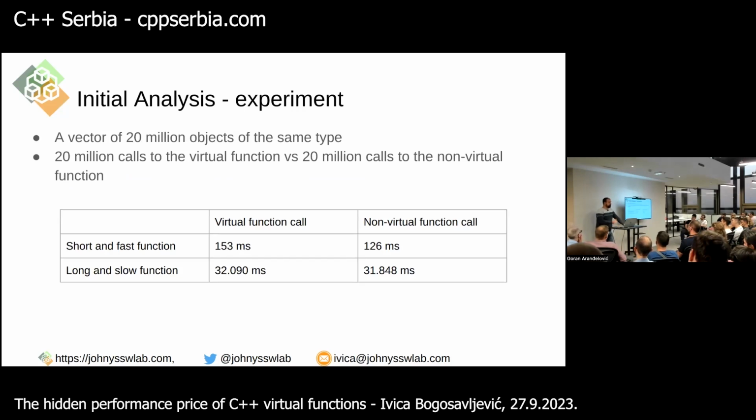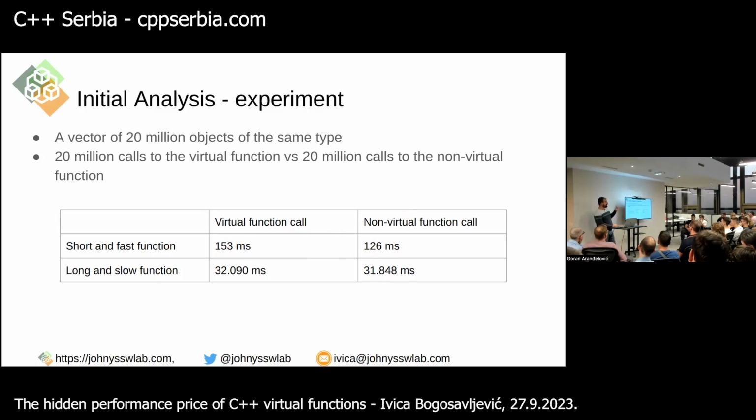Okay, so what I did here is I did some small analysis. I have a vector of 20 million objects, all of them the same type. And I have 20 million calls to the virtual function versus 20 million calls to the non-virtual function. What I get is, for a short and fast function, the virtual function takes 153 milliseconds and non-virtual 126 milliseconds. For a long and slow function, virtual takes 32,000 milliseconds and non-virtual 31.8, which is almost within the error of measurement. So we can say, like the initial analysis says, well, virtual functions are not that slow.